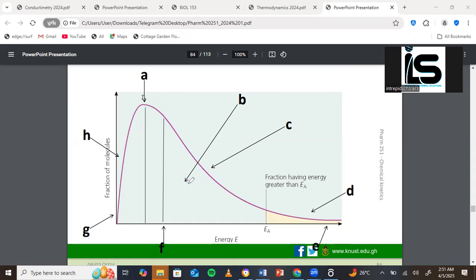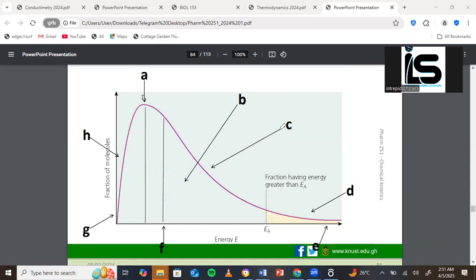Now, the area under the curve, the B here, shows the area under the curve. The area under the curve represents the total particles present in the gas that we are describing.